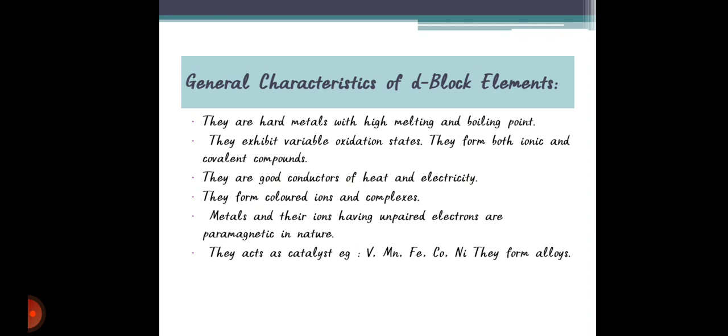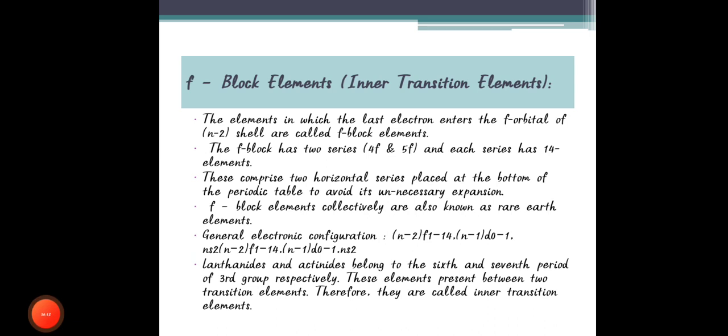They are hard metals with high melting and boiling points. They exhibit variable oxidation states. They form both ionic and covalent bonds. They are good conductors of heat and electricity. They form colored ions and complexes. Metals and their ions having unpaired electrons are paramagnetic in nature. They act as catalysts, for example manganese, cobalt, nickel. They form alloys.